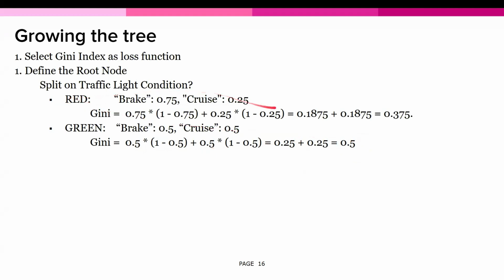And then the total loss for this split is going to be a weighted sum of the loss within the red subspace and the green subspace.